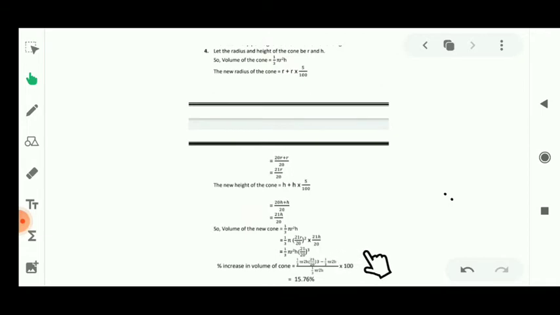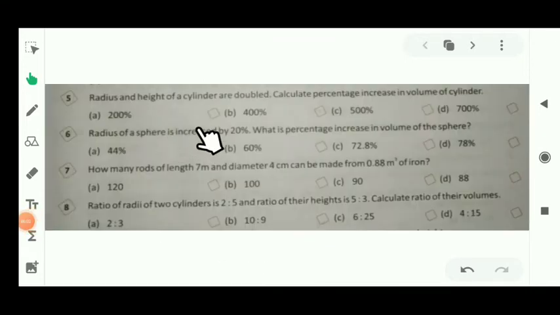Now from the formula, percentage increase in volume of cone, that means the volume of the new cone should be subtracted by the volume of the cone, divided by the volume of the cone and multiplied by 100. After solving it, its value will be 15.76. Question number 5: radius and height of a cylinder are doubled. Calculate percentage increase in volume of cylinder.